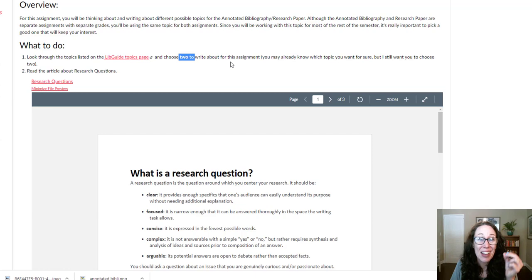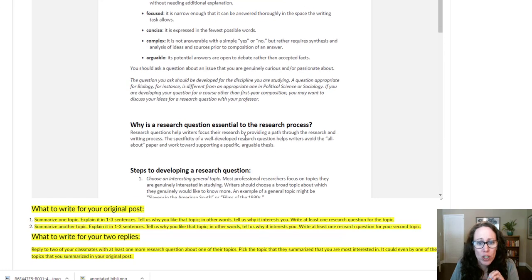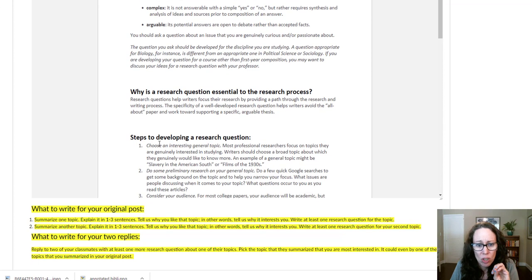The process of thinking about another topic and formulating a research question can help you make the research questions on your topic better, and it could also help some of your classmates get ideas. So that's why I want you to do two, even if you're already sure what your topic is going to be.